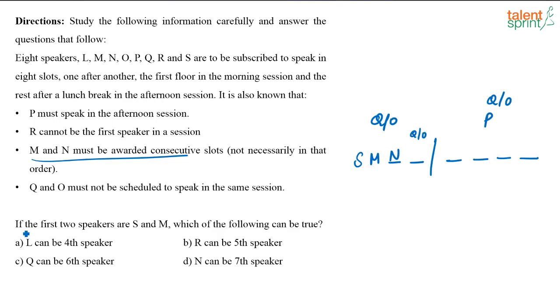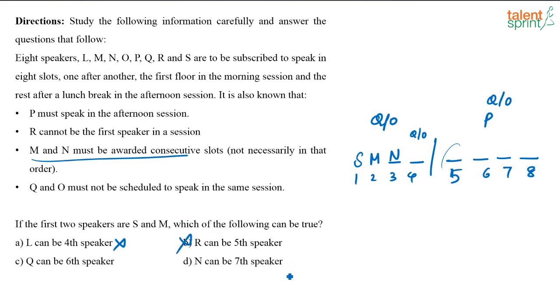So what are they asking? If the first two speakers are S and M, which of the following can be true? Can L be the fourth speaker? No, the fourth speaker has to be Q or O. So this is not possible. R is the fifth speaker. Can R be the fifth speaker? No, not possible. R cannot be the first person in any slot, right? Any session. So this is 5, 6, 7, 8. So R cannot be the first. So R cannot be in 5, not possible.